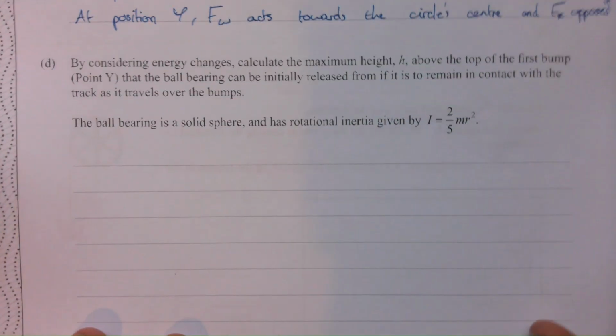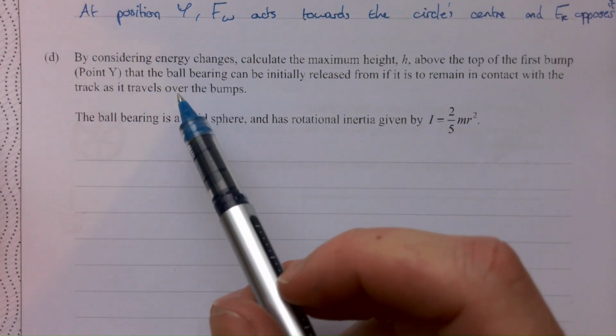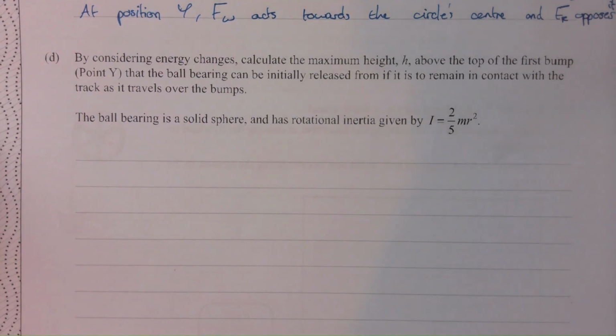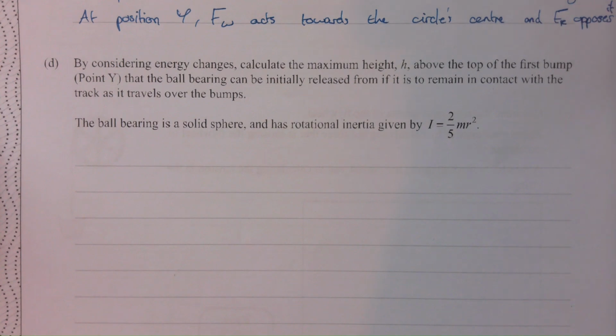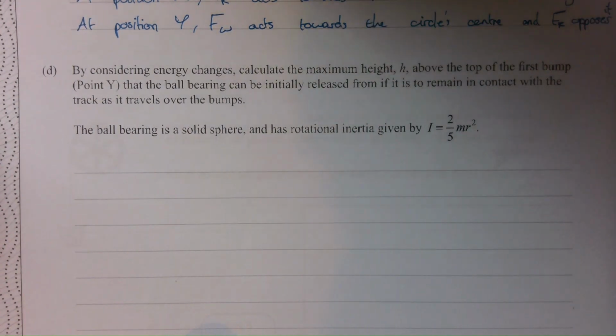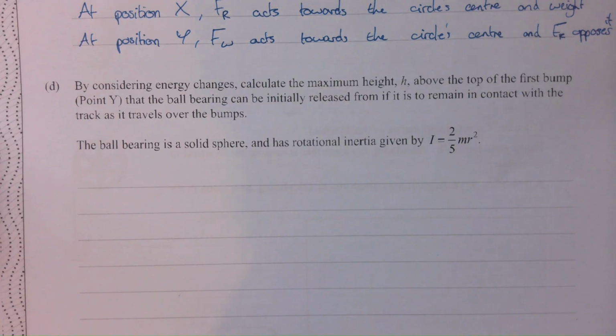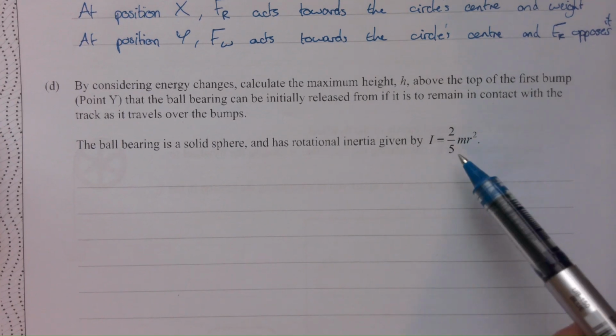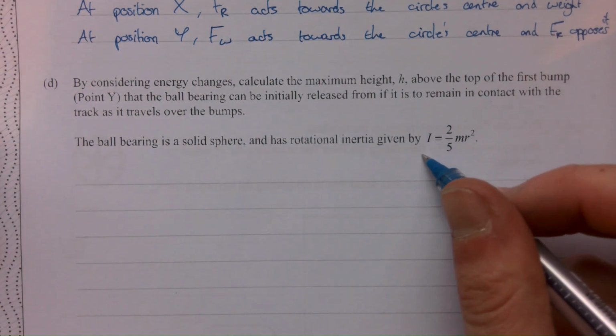Part D. This time we're going to energy. By considering energy changes, calculate the maximum height. My laptop just ran out of battery. Calculate the maximum height above the top of the first bump, point Y, that the ball bearing can be initially released from if it is to remain in contact with the track as it travels over the bumps. The ball bearing is a solid sphere and has a rotational inertia given by I equals 2/5 mr squared.